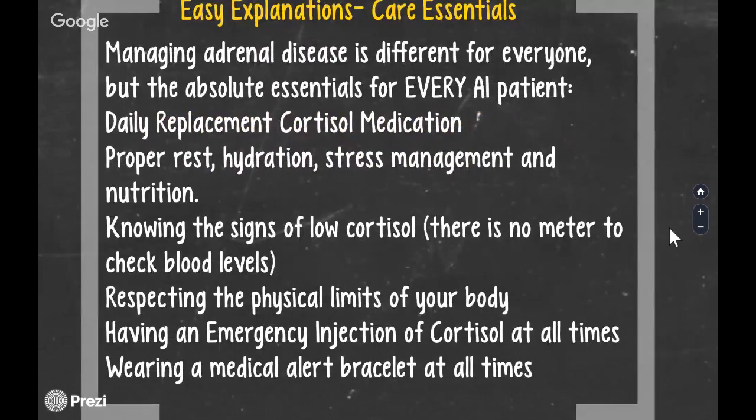Care essentials. Managing adrenal disease is different for everyone, but the absolute essentials for every AI patient are daily replacement cortisol medication, proper rest, hydration, stress management, and nutrition. It is essential to know the signs of low cortisol. There is no meter to check blood levels. Respect the physical limits of your body, have an emergency injection of cortisol with you at all times, and wear a medical alert bracelet at all times.